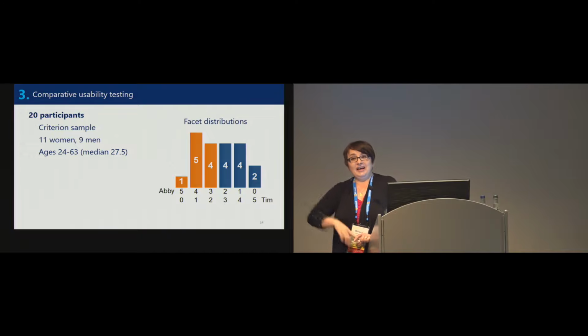They scored on the Abby, 1 participant scored on all 5 facets on the Abby side, and 2 participants scored on the Tim side on all the 5 facets. 1 of them was a woman. So basically what this tells us is gender is complicated and cognitively complicated, and we see that the other 17 participants had a combination of Abby and Tim-like values on the 5 cognitive facets.